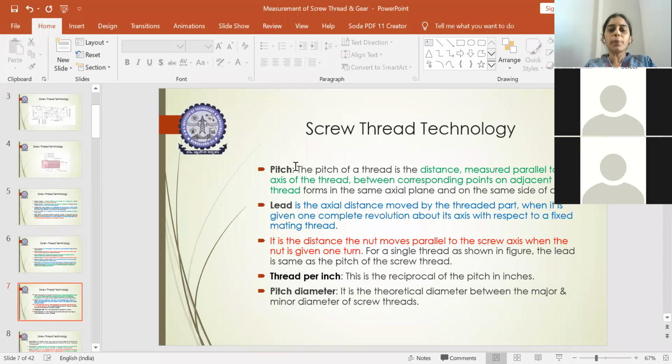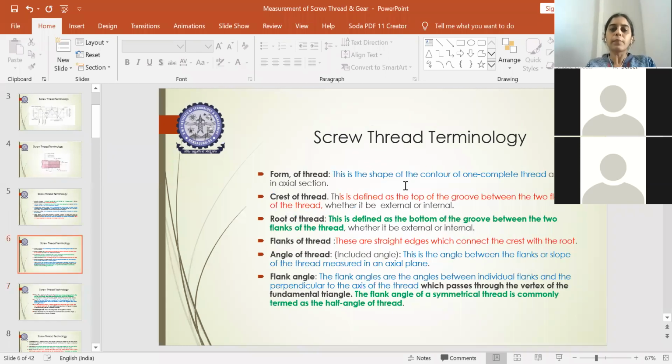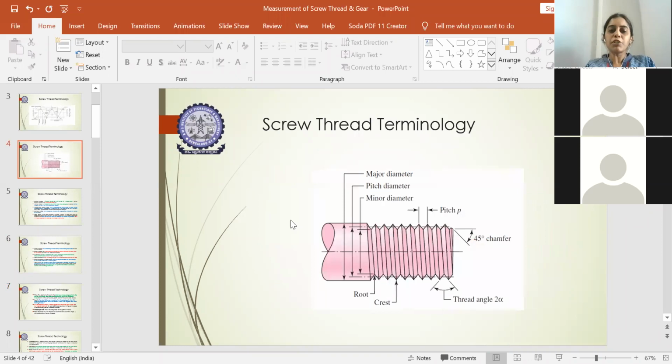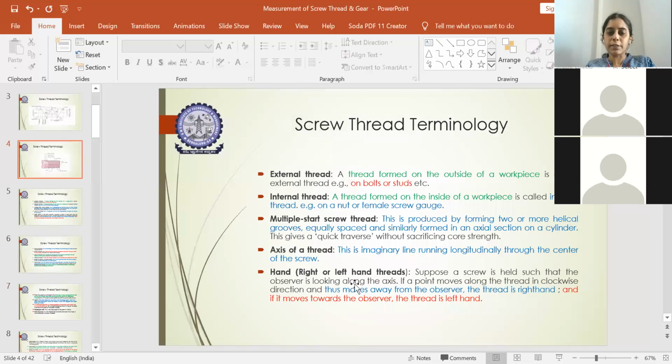What has been told, the pitch of a thread is the distance measured parallel to the axis of the thread between corresponding points. So the pitch line and the coaxial line will be parallel. It is the distance measured from the pitch line to the corresponding point. Usually the pitch diameter will provide you the mean diameter in comparison to the major and the minor diameter. And the pitch line will be parallel and coaxial to the screw axis. This distance will provide you the addendum and the dedendum part later.